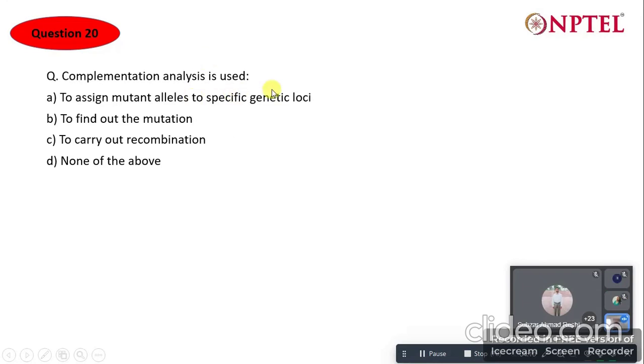So complementation analysis is used to... The question is why we are using complementation analysis in genetics of the plant. To assign mutant alleles to specific genetic loci, to find out the mutation, to carry out recombination, or none of the above. So complementation analysis is basically used to assign different mutant alleles that are present in a specific genetic locus. So the answer is option A.